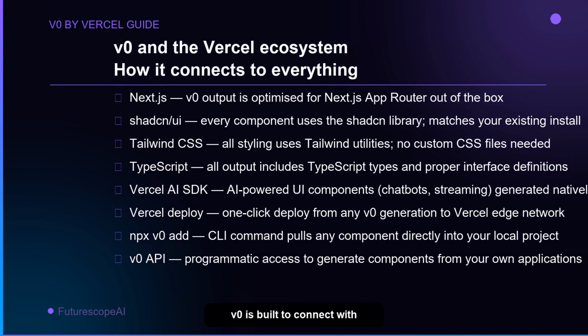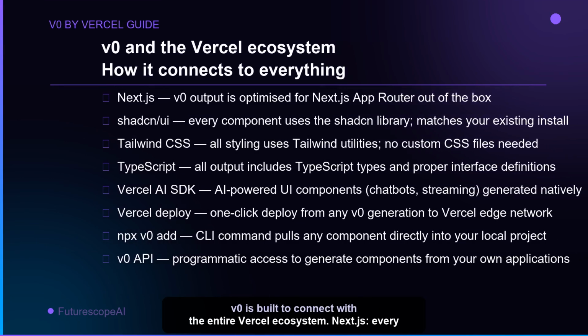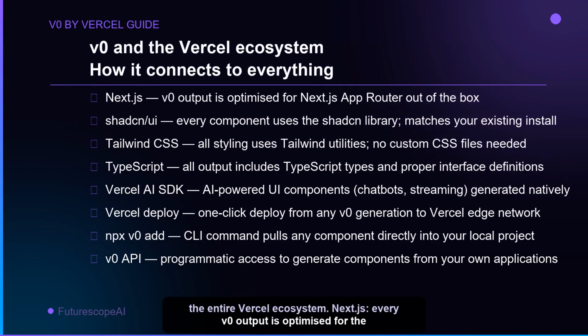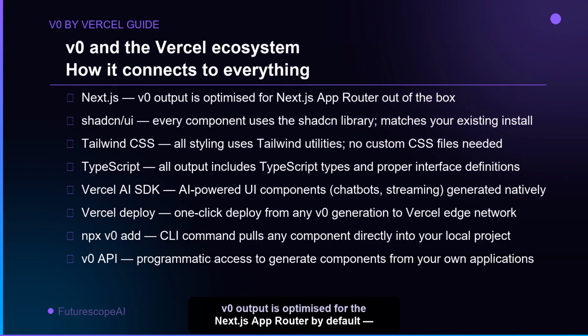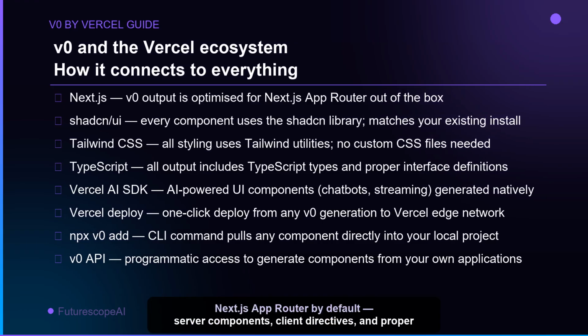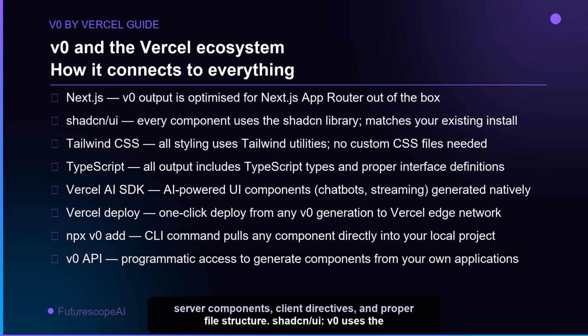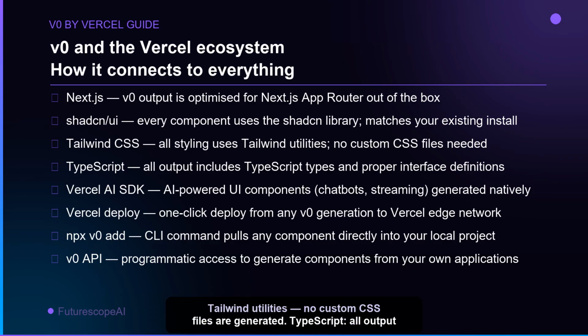V0 is built to connect with the entire Vercel ecosystem. Next.js: every V0 output is optimized for the Next.js app router by default, server components, client directives, and proper file structure. Shadcn/UI: V0 uses the shadcn component library, which you can install locally so your project and your V0 outputs use identical component primitives. Tailwind CSS: all styling uses Tailwind utilities, no custom CSS files are generated.